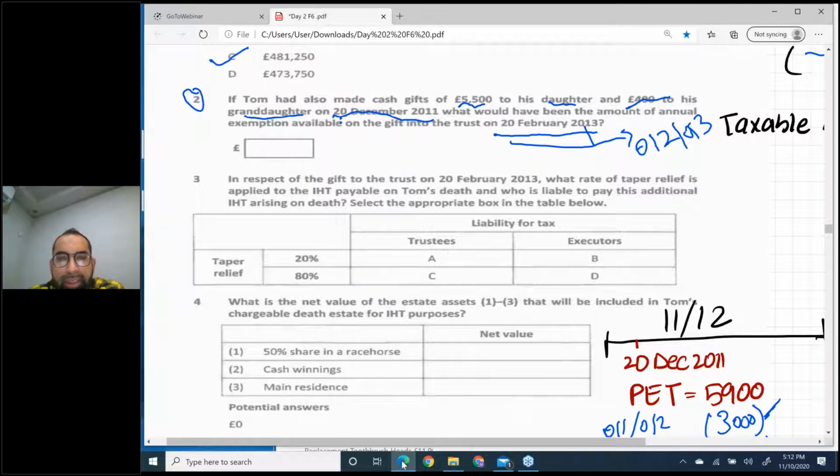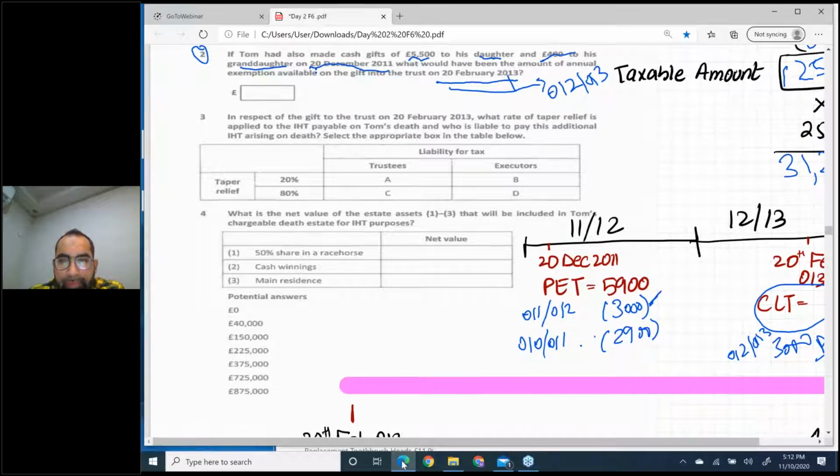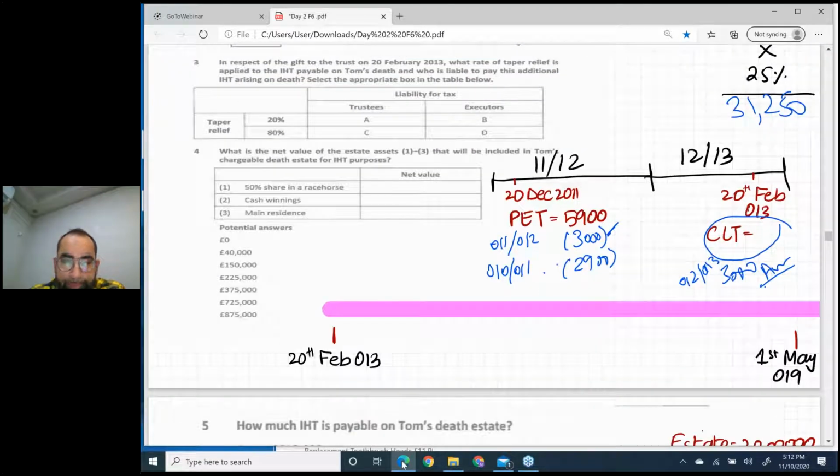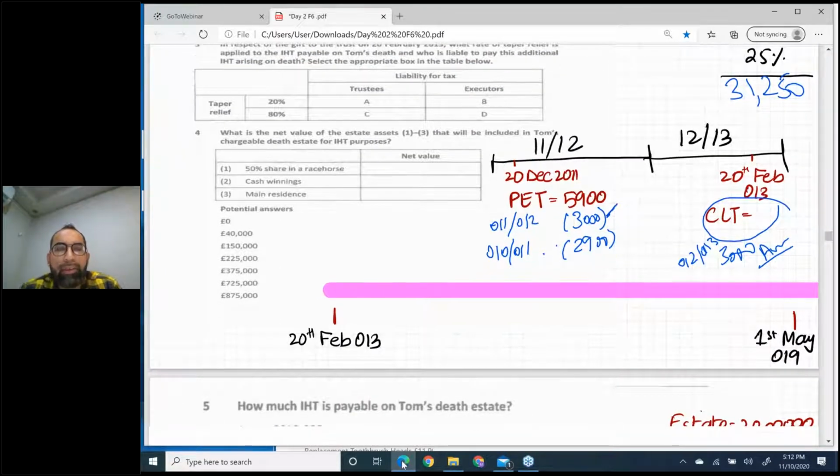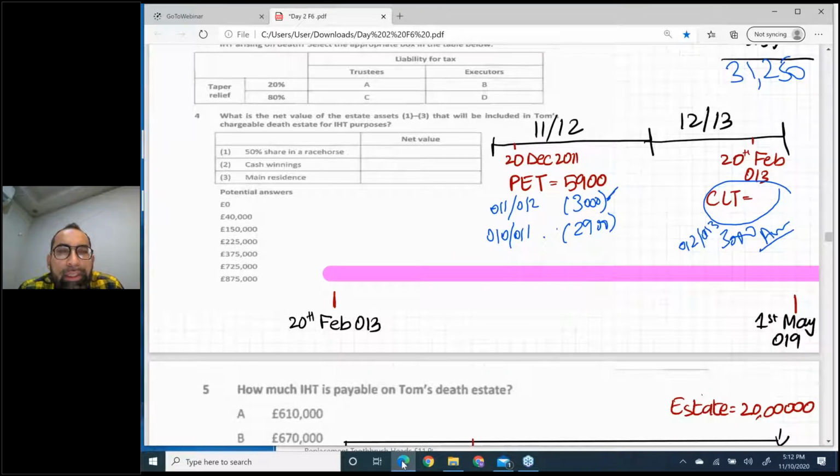Okay. Wait. First, let me discuss the taper relief. See, my sketches are ready. I told you this. For taper relief, always count the gap between the date of gift and the date of death. Go easy, go relax.